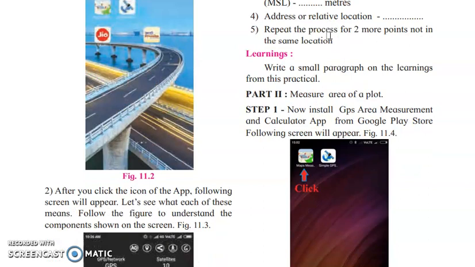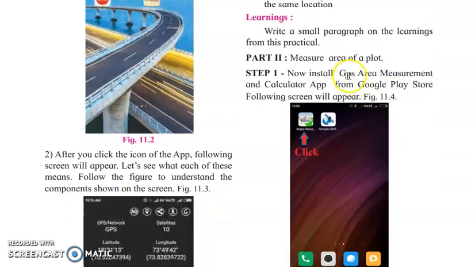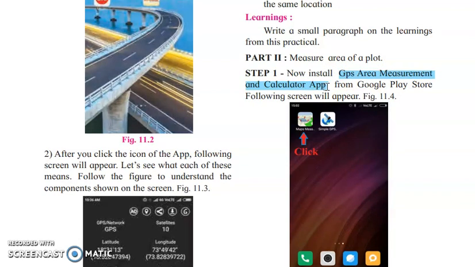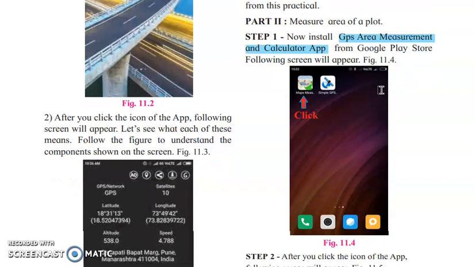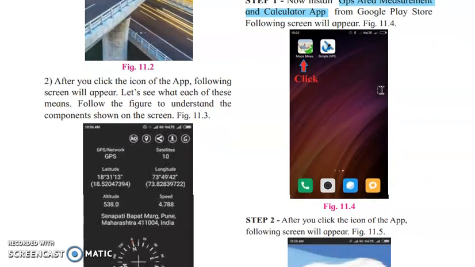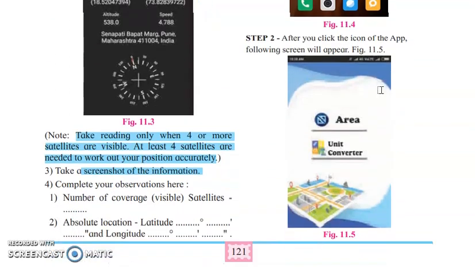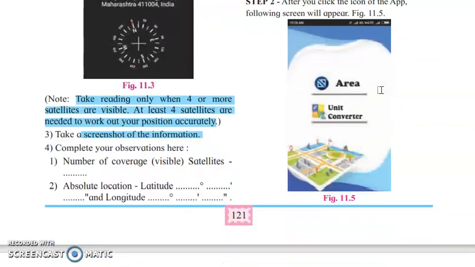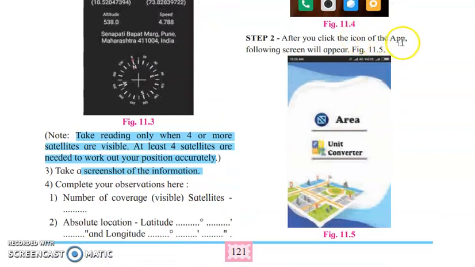Now there is the second part. Second part of this practical is you have to download the second app. तो उसका नाम है GPS Area Measurement and Calculator app which is available on गूगल प्ले स्टोर, ठीक है। तो ये ऐप क्या करेगा, आपको एरिया बताएगा या फिर पेरीमीटर बताएगा आपके लोकेशन का, ठीक है। So after clicking on this app, the following screen will appear.